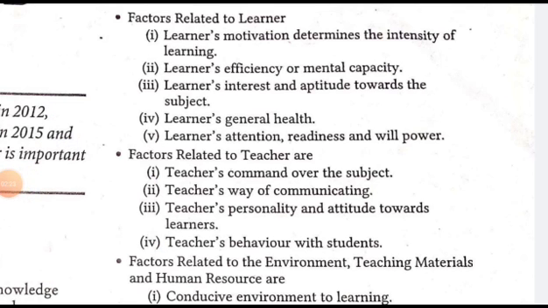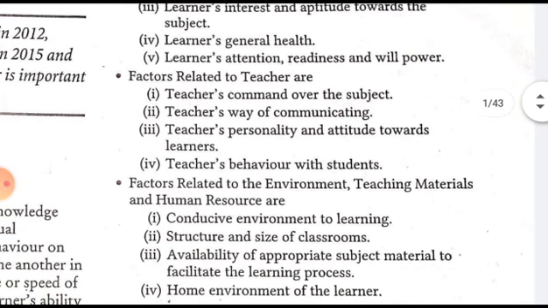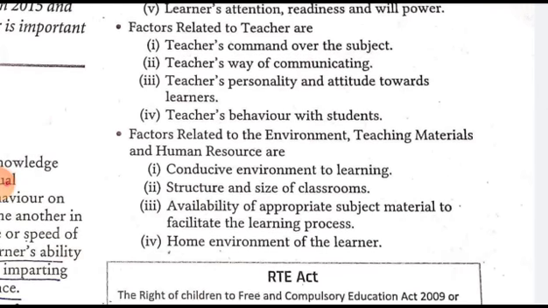Fourth is learner's general health. Fifth is learner's attention, readiness, and willpower. Factors related to teacher are: first, teacher's command over the subject. Second is teacher's way of communicating. Third is teacher's personality and attitude towards learners. Fourth is teacher's behavior with students.